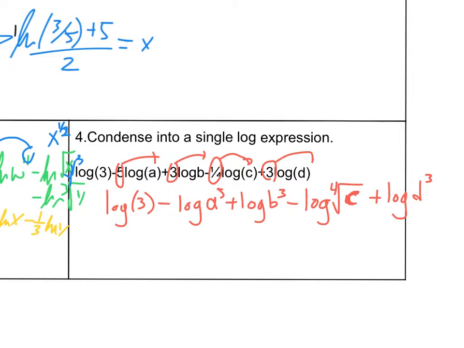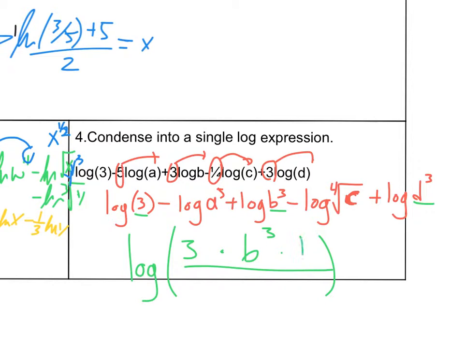Things that are positive are going to end up on top of my fraction. I'm going to have 1 log and then a nice big fraction on the inside. So you've got 3, b cubed, and d cubed. And things that are negative, so a to the 5th and the 4th root of c, are going to end up in my denominator. At this point, I am done condensing.